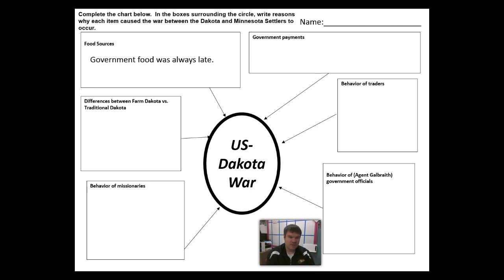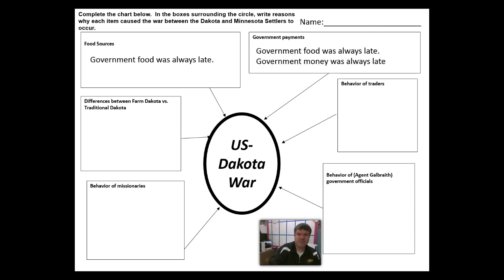One of the first causes of this war is that the government payments, the food payments, were almost always late. And that means that the Dakota people, who couldn't leave the reservation to go hunt and get food according to the agreement that they made, were starving. They had family members, children, wives who were starving, and without the government food, that was very difficult for them to deal with.